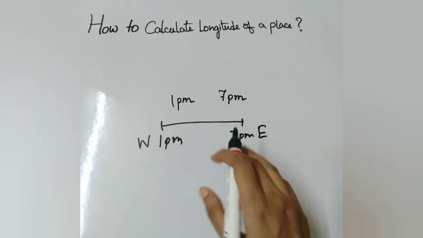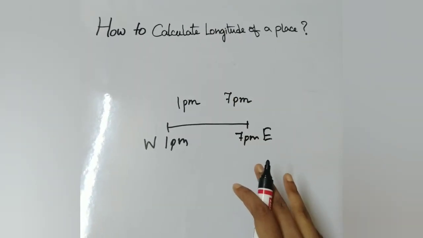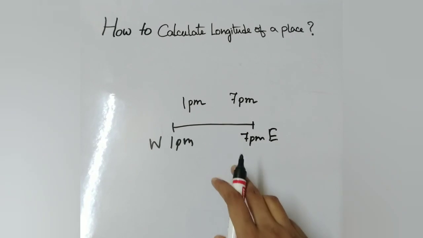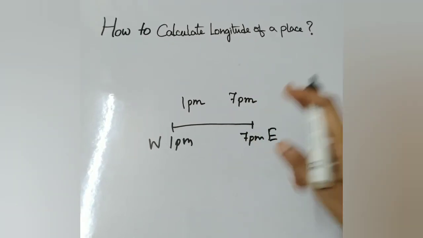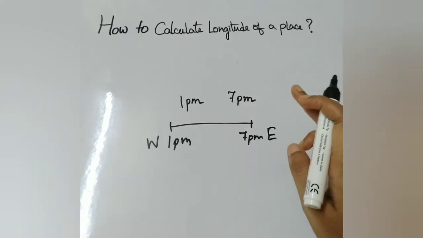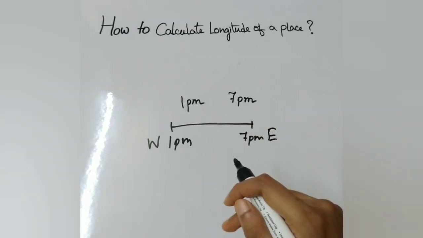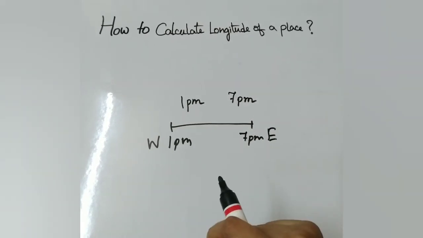Which means if two timings are given in the question, and one timing is ahead of the other, the ahead timing is in the eastern hemisphere and the behind timing is in the western hemisphere.